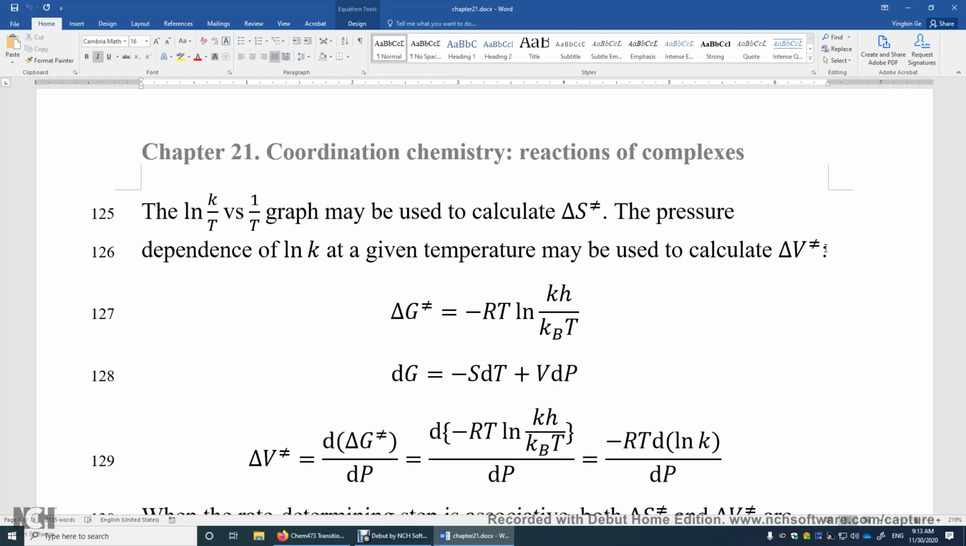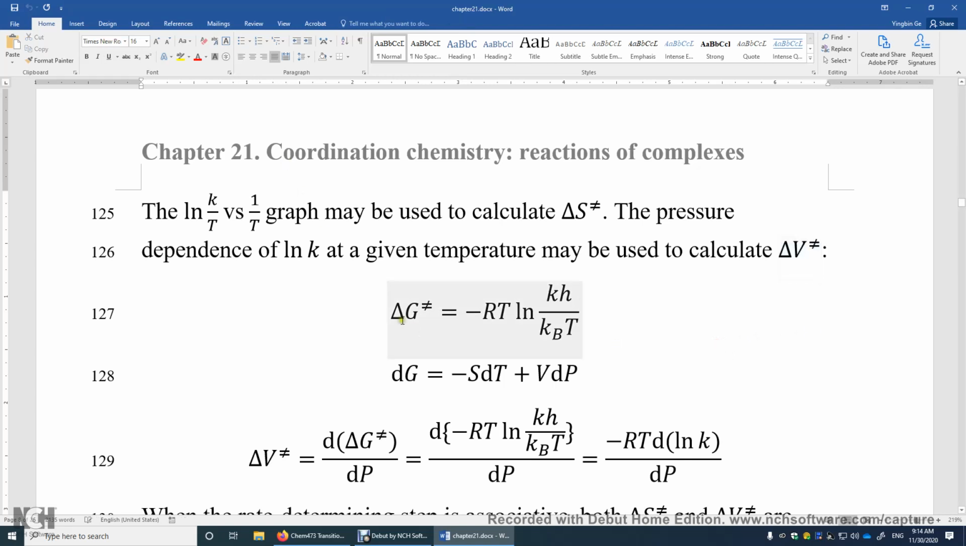But somehow we can determine this delta V double dagger, and that will tell us the volume of the transition state structure. Right, this delta V double dagger is the volume of the transition state structure minus the volume of the reactant structure. And it's possible to measure the volume of the reactant structure, right? Let's say you have 1 mole of reactants. You measure the total volume divided by the Avogadro constant, and you get the volume of an individual reactant.